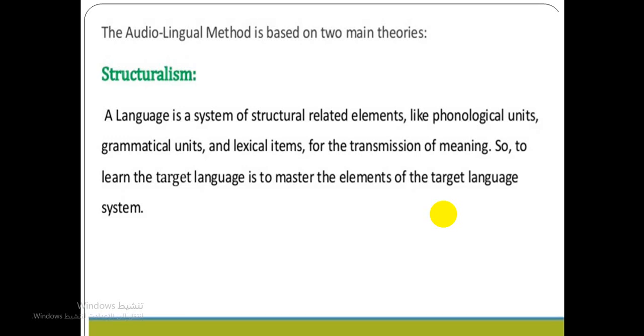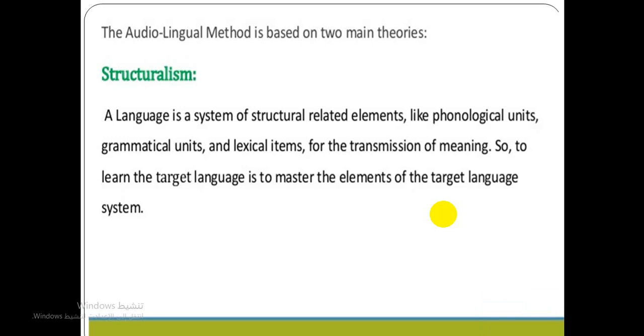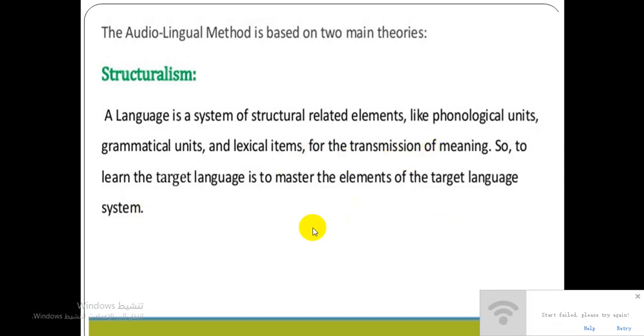The first theory, which is structuralism, a new way of examining reality and language, arose in France. Structuralism asserts an overall unity and significance to every form of communication and social behavior. So in this theory, a language is a system of structurally related elements like phonological units, grammatical units, and lexical items for the transformation of meaning. So to learn the target language is to master the elements of the target language system.